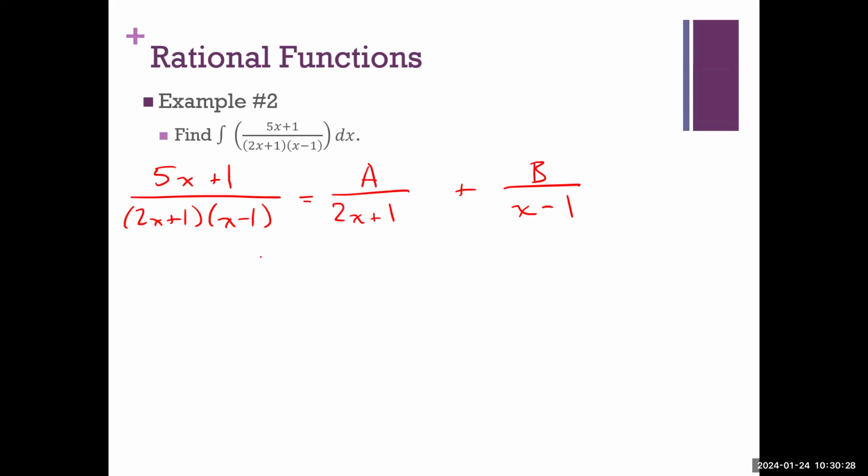Okay. Do you remember what we did next? What's that? Right. I'm going to multiply the whole thing by 2x plus 1 times x minus 1. If I do that, what will happen to the left-hand side of the equal sign? 5x plus 1. What will happen to this A term? A times x minus 1 plus B times 2x plus 1. Okay.